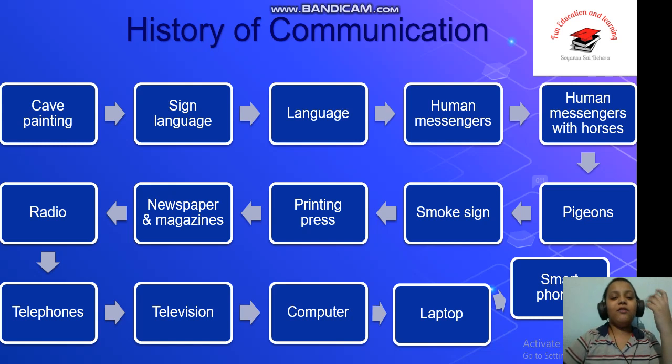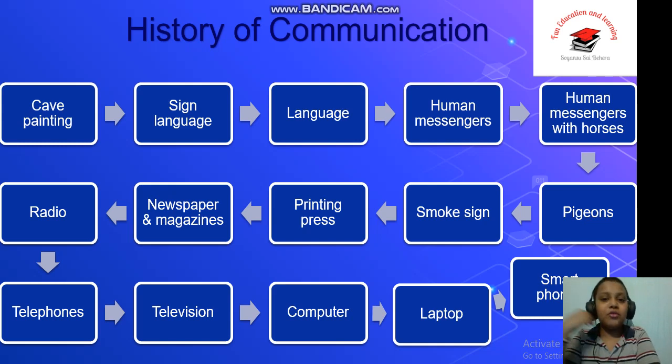Then came the sign language. Like this sign says there is a danger. This sign says do not come here. This sign says you can come here. This sign says best of luck. Like this is a sign language. Then came the language. I am using language to speak to you. I am using the English language. Some use Malayalam, some use Oriya, some use Marathi, some use Hindi, some use Urdu.